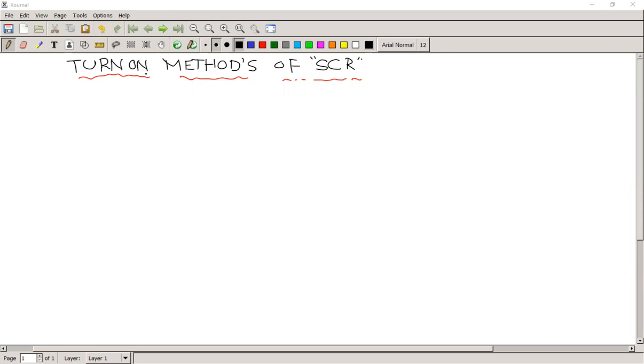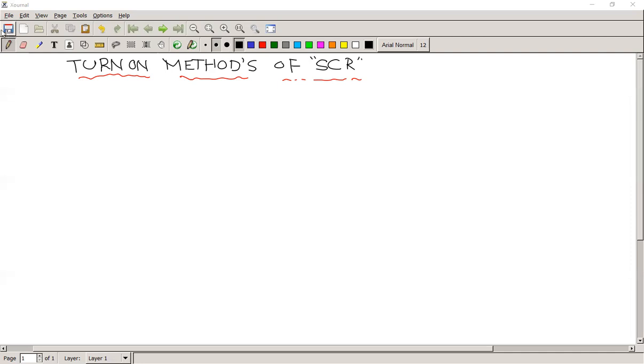Turn on is nothing but a process by which we are bringing the SCR from the blocking state to the conduction state. That is nothing but a turn on. See here, different methods are available. We are studying some methods in that.